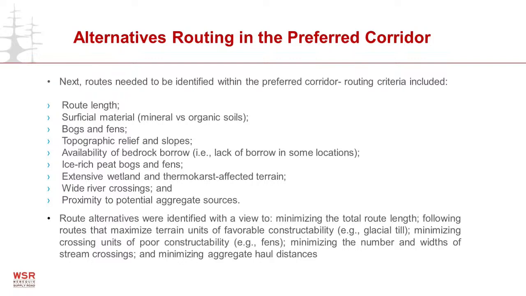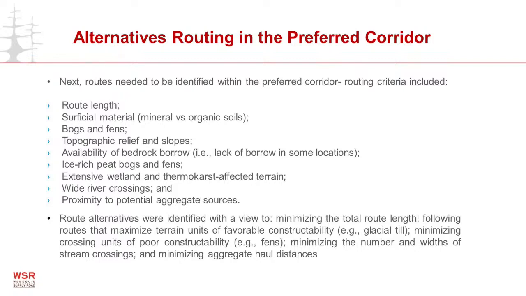Bogs and fens are definite routing criteria as well, trying to avoid them or minimize the length of the road that traverses through bogs and fens, wetland areas. Topographic relief and slopes. Well, topographic relief refers to the height of the land, so the changes in the shape or height of the land. Availability of bedrock borrow. So availability of both bedrock and aggregate. So aggregate, naturally occurring smaller material like gravel. And then bedrock would be larger rock sources that could be used to create smaller material by processing, like crushing.